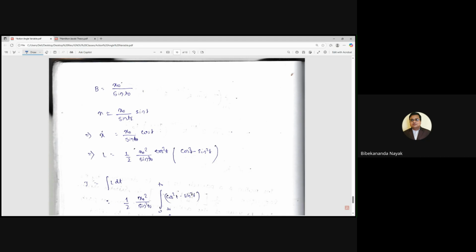Next, we go for rigid body dynamics, which is very important.